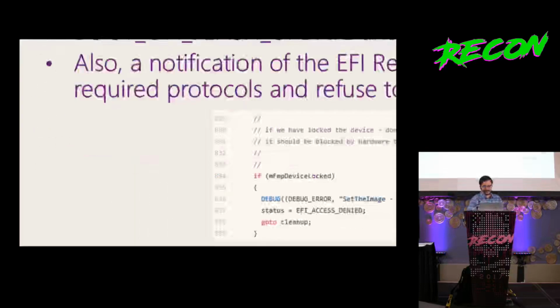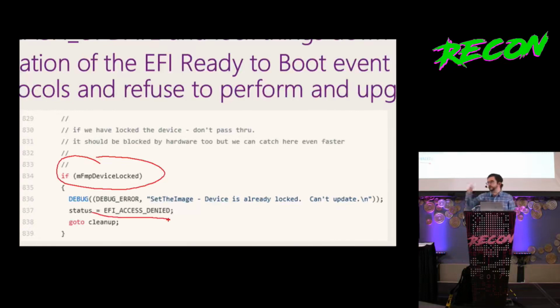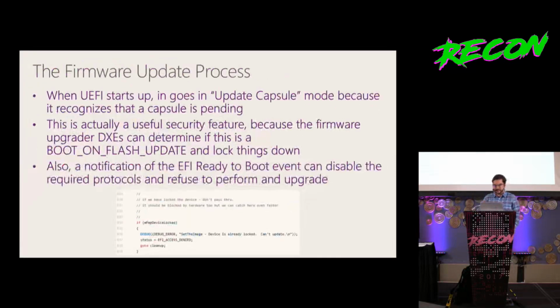Now, since it's all on GitHub, you can even see this. If we've locked the device, don't pass through, it should be blocked by hardware. So the function that does the firmware upgrade in EFI will return access denied if you're not in the right code path, or if the OS is already ready to boot, or any EFI binary.